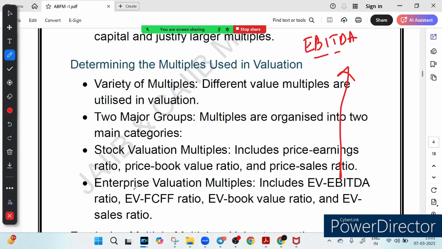EV upon FCFF, which means EV upon free cash flow. EV upon book value, which means comparing total value to the company's net worth.